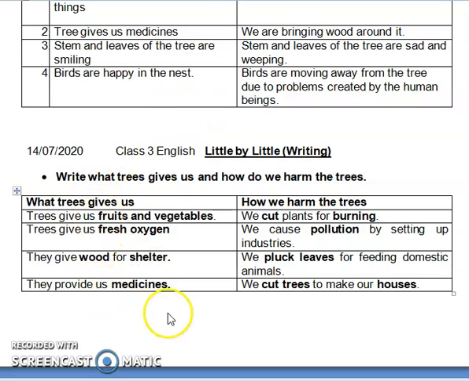But now you have to do this activity in your notebooks. I will send it separately in the WhatsApp group so that you can do it easily in your notebooks. Today's task is to write what trees give us and how we harm trees. So you have to tell the difference and tell the things that trees give us and how we harm the trees. If you remember, we had already done one activity in which we had discussed what trees give us. I'll show you that picture again.